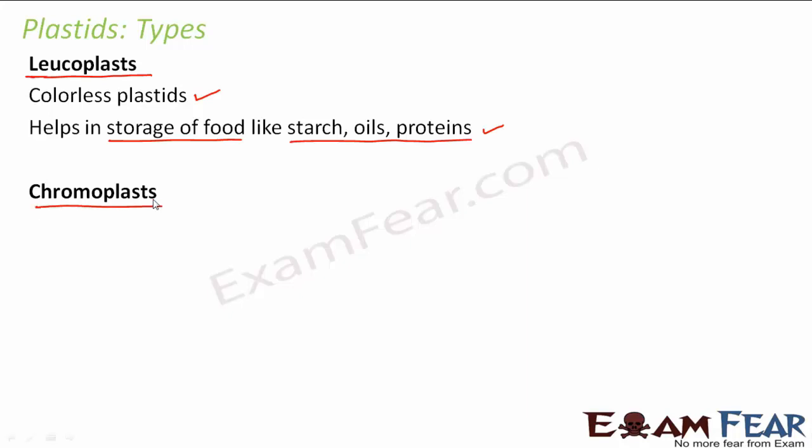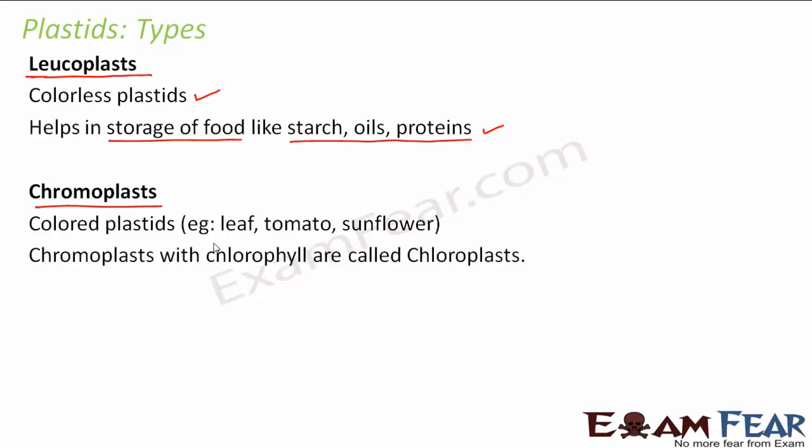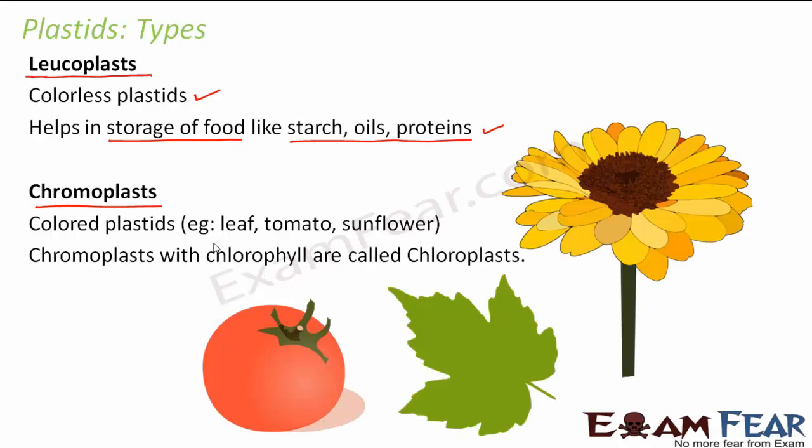Chromoplasts. What are chromoplasts? They are colored plastids. Now when you think of colored plastids, what all things come to your mind? I am right now talking about plant cells. So in plants, what are the things that are colored? When I talk of colored plastids, you can think of the green color of the leaf. You can think of the red color of the tomato. You can also think of the yellow color of the sunflower, right? These colors are because of the presence of colored plastids, right? That these things are of bright colors.